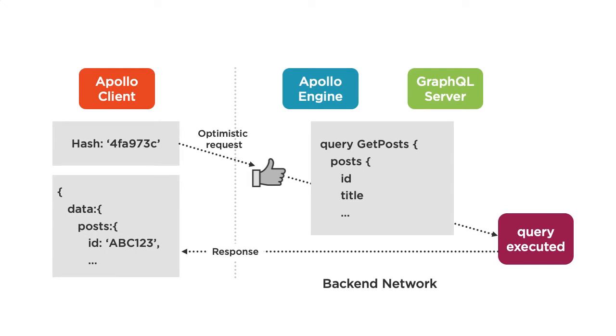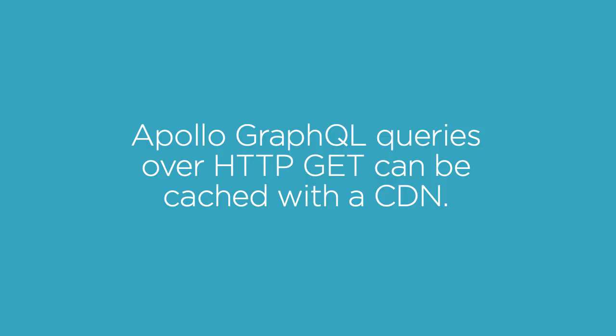Just one request with a small payload over HTTP GET, and the full result is returned. Again, like I said earlier, since this is over GET, it's easy to configure a CDN to cache the results for us, and then next time, our GraphQL server never even needs to see the traffic.